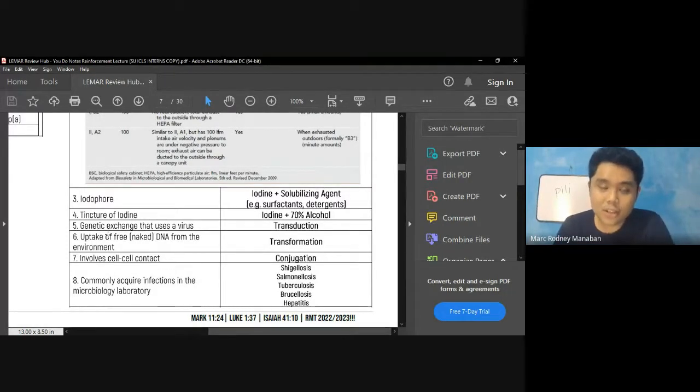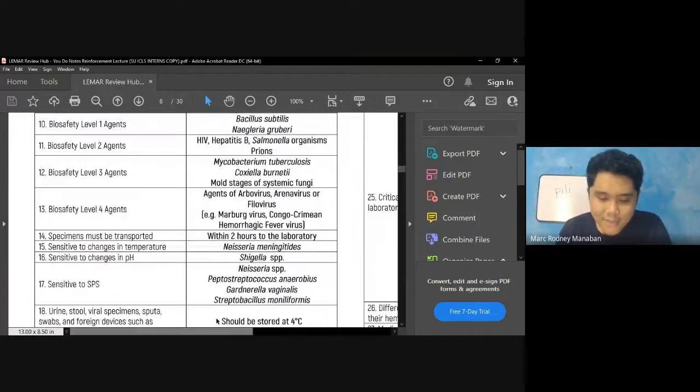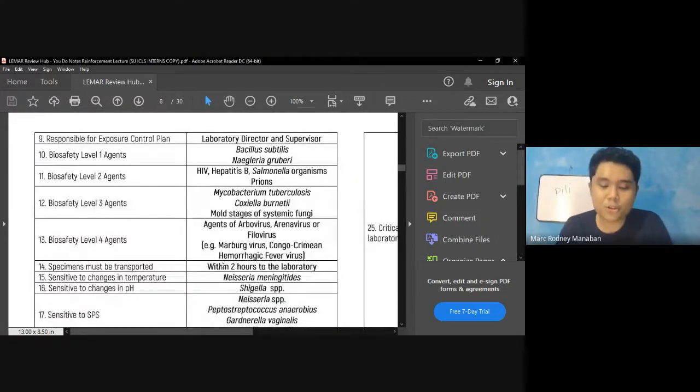Next, we go to the different infections acquired in the microbiology lab. These are diseases that can be acquired from the specimens being processed. You have shigellosis and salmonellosis, usually from stool samples, acquired through direct contact or while manipulating the specimen, so contact precautions apply. You have tuberculosis and brucellosis, which are airborne diseases. And lastly, hepatitis from blood samples being processed, or needle stick injuries. Next, the ones responsible for the exposure control plan are the laboratory director and supervisor.